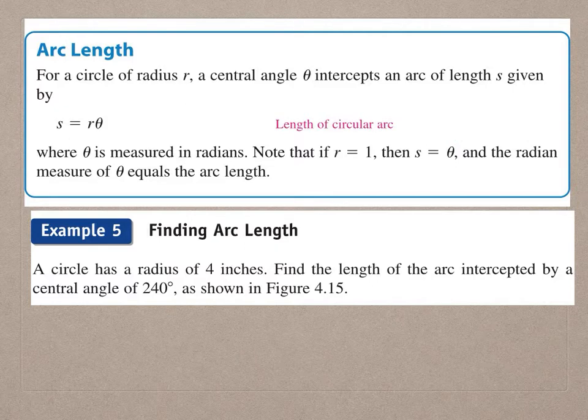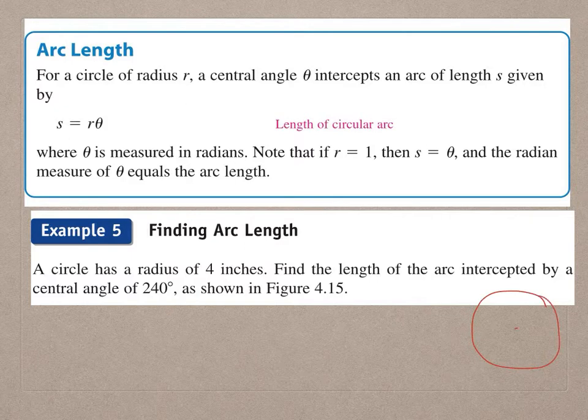Let's look at the example below, and then we'll talk about how to find just an angle given the arc length and a radius. So in the example below, a circle has a radius of 4 inches. Find the length of the arc intercepted, so that just means the portion of the circle that the angle is open up to. For example, if that's your circle and here's your central angle, the arc length that's being intercepted by the angle is this piece right here.